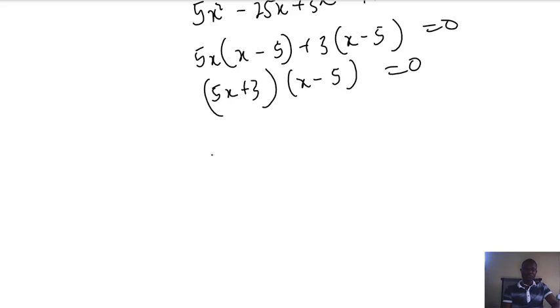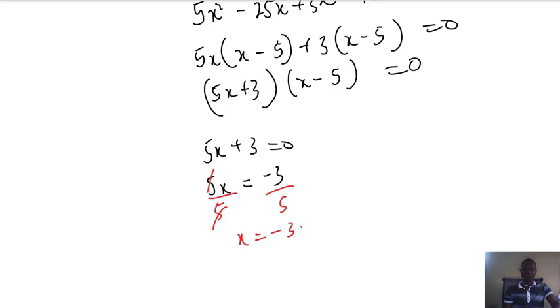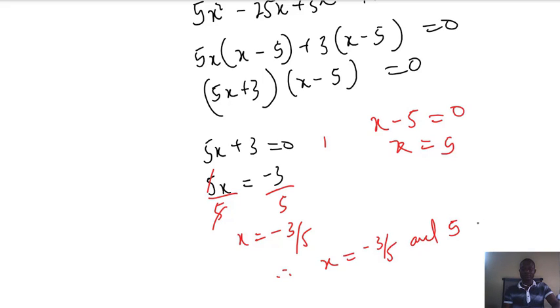Let's solve for x. So here we have 5x plus 3 equals 0. So we have 5x equal to negative 3. When you divide both sides by the coefficient of x, which is 5, we get x equal to negative 3 on 5. And also the same thing, x minus 5 equals 0. So we have x equal to 5. Therefore we have x equal to negative 3 on 5 and 5.